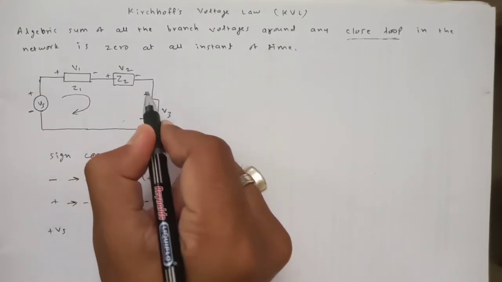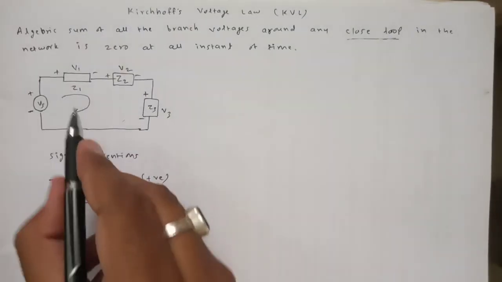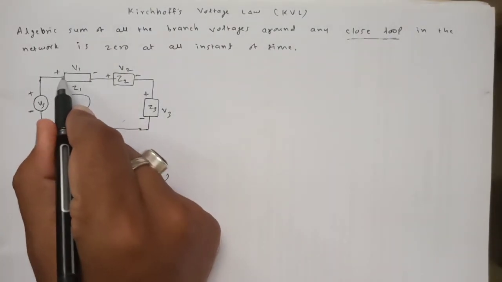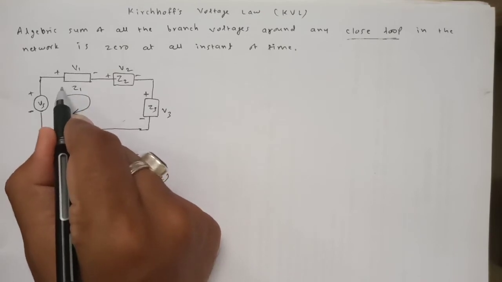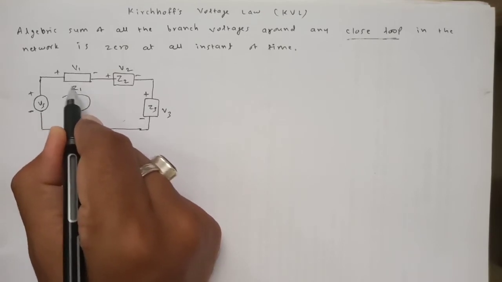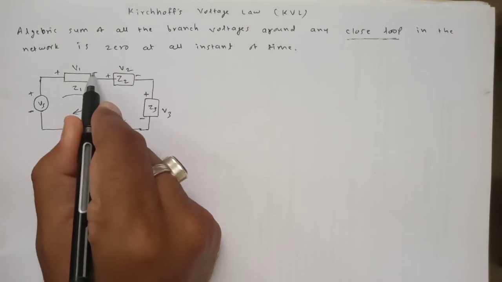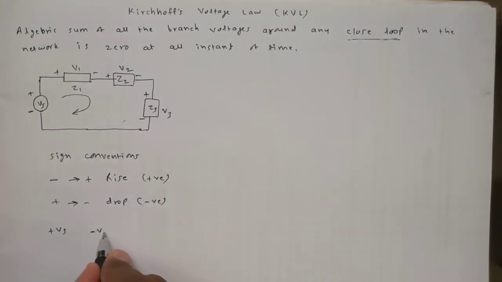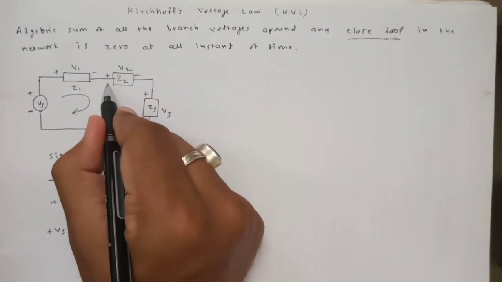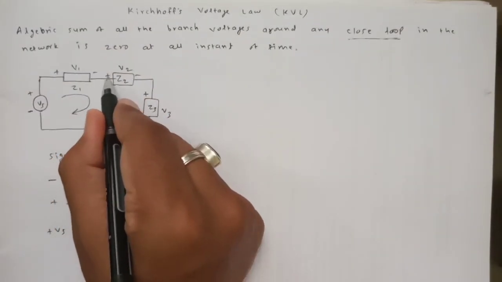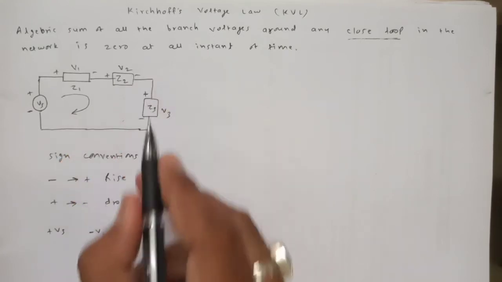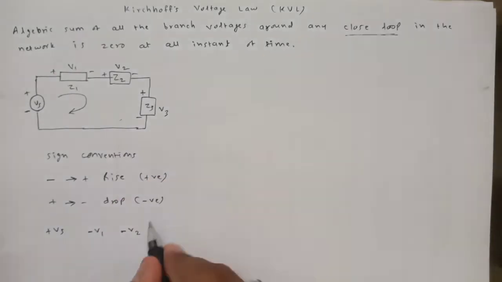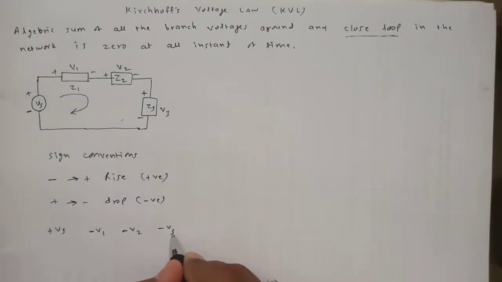Now if we are moving in this direction, while moving through Z1 we have to move from positive to negative end. That's why V1 will be considered minus. In the same manner here also, in the same direction we are moving from positive to negative, so V2 will also be minus. We have to move from positive to negative here, so V3 will also be minus.